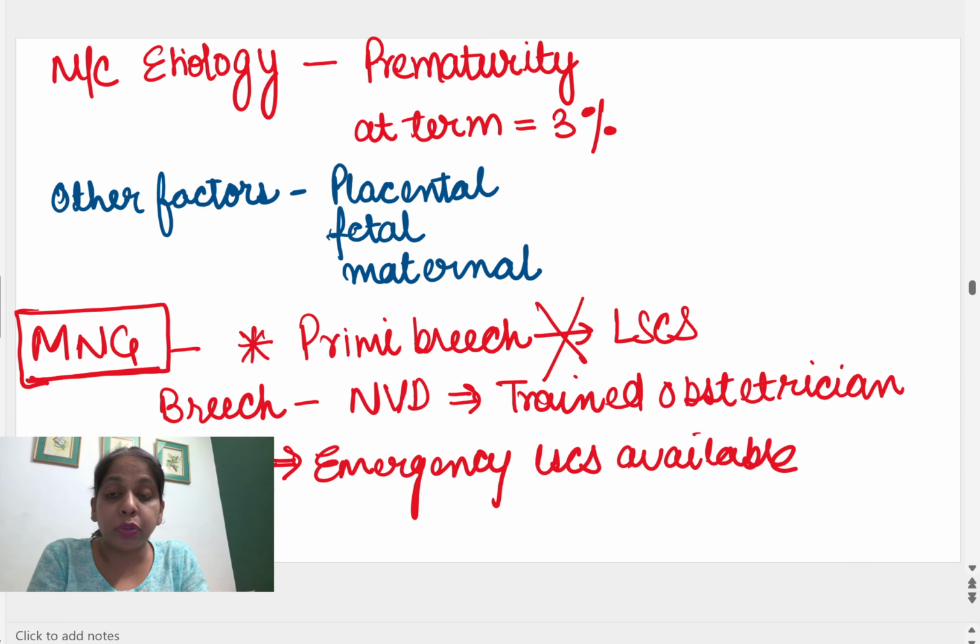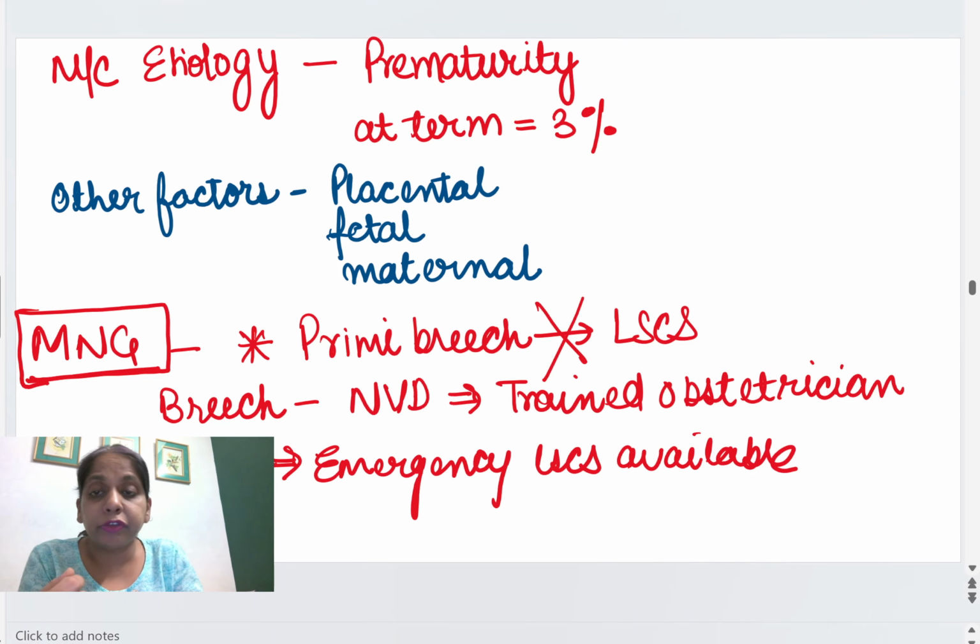And the institute in which the breech delivery is being done should have the facility of emergency cesarean available. Okay, so breech will be done normally only and only if the delivery is being done by the trained obstetrician and the emergency cesarean facility, if needed, is available.